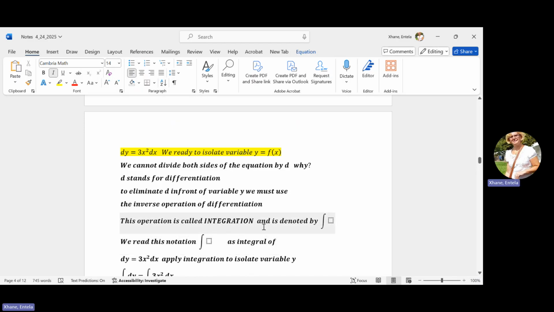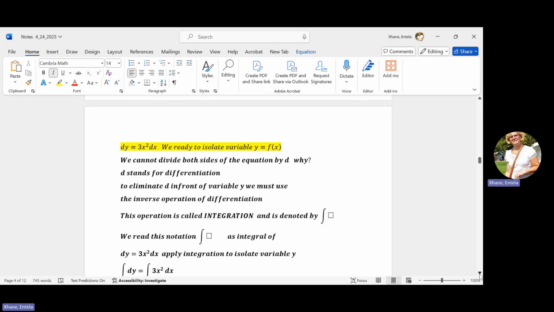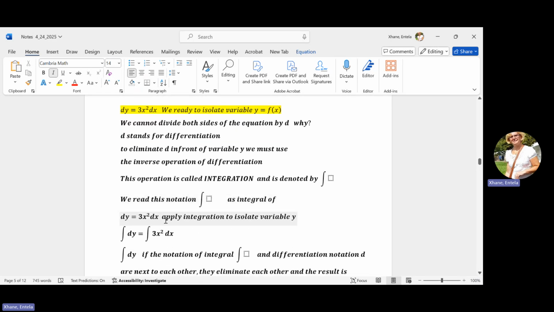The operation is called integration and is denoted by this particular sign, known as an integral sign. We read this notation as the integral of. So what I'm going to do is take the integral of both sides. The integral of dy, the integral sign and the d, so the integration and differentiation cancel each other out.